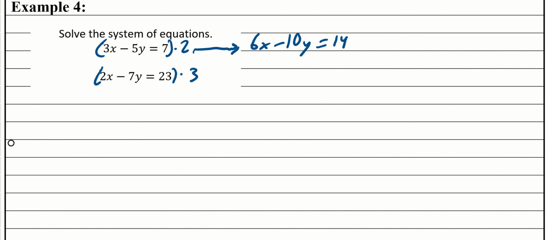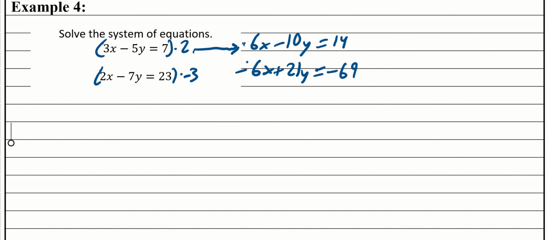But remember, we didn't say we want the same values. We want opposite values. So I don't want this to be positive 6x. I want it to be negative 6x. And so how I'm going to change that is I'm actually going to multiply the bottom equation by negative 3. So negative 3 times 2x is negative 6x. And now I have opposite values between these two, which is what I want. And then we continue here. Negative 7y times negative 3 is positive 21y. And then last one here, positive 23 times negative 3 is negative 69. Okay? So we have our opposite values.